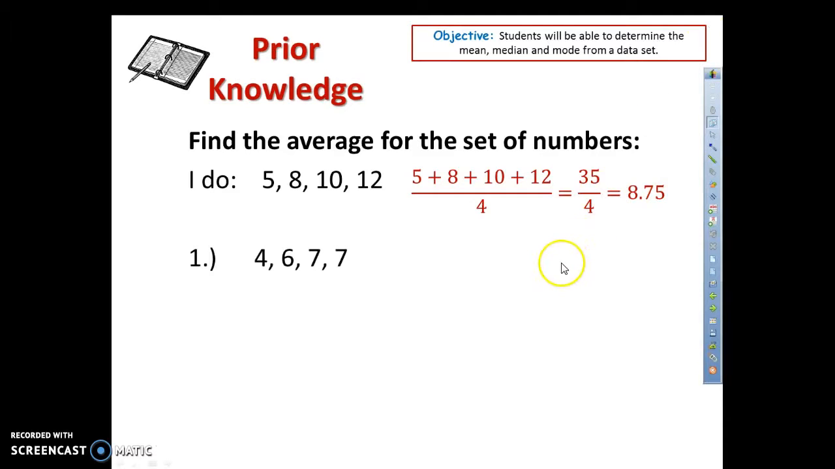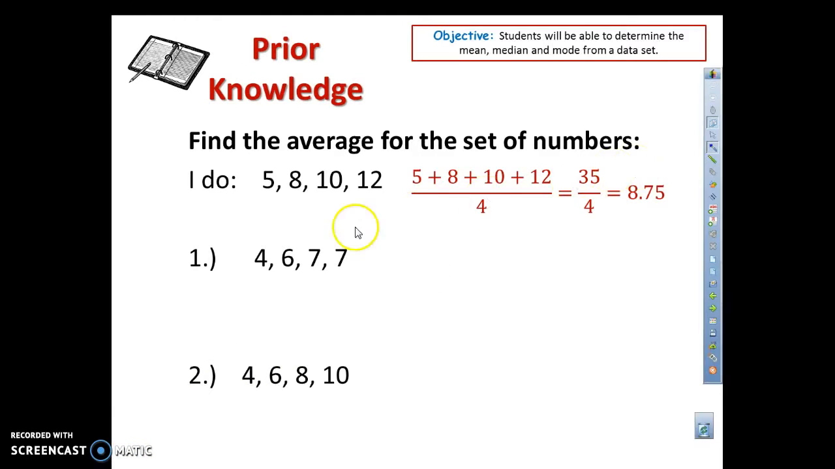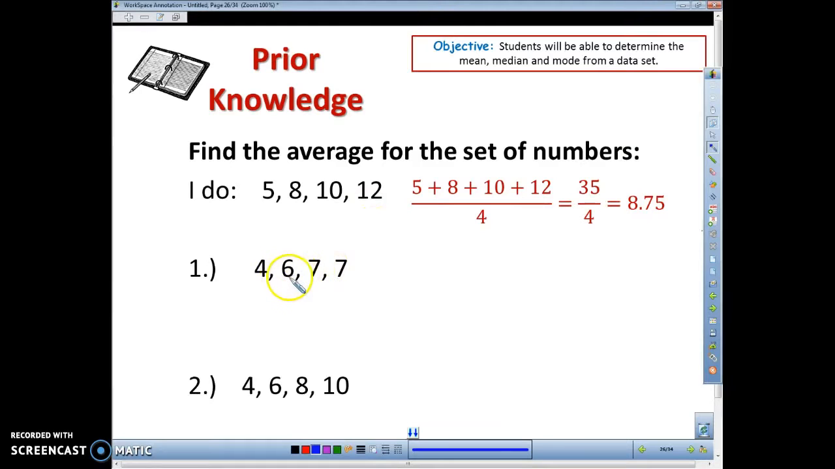In our prior knowledge, I would like you guys to please calculate the average for this set of numbers. So pause the video now, calculate the average for this set of numbers. Okay, hopefully you have calculated the average for these sets of numbers. And if you did it correctly, you got 4 plus 6 plus 7 plus 7. Well, 4 plus 6 is 10. 7 plus 7 is 14, which would give you 28. And we have 4 of these numbers. So 28 divided by 4, that is 7.